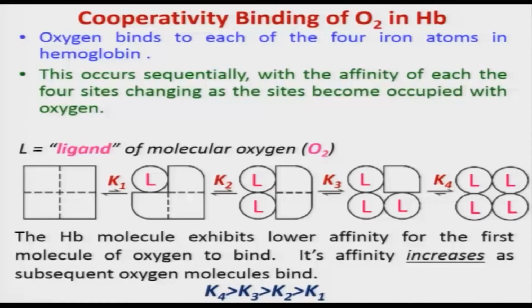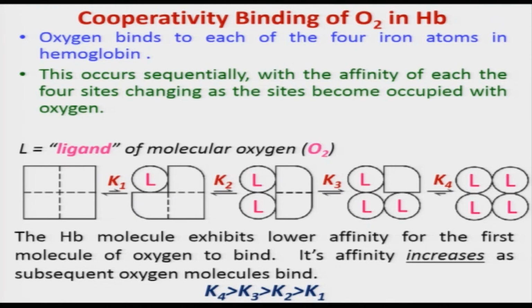Let us think of L as a ligand, molecular oxygen. So, this is the tetrameric unit, deoxyhemoglobin. Now, one oxygen comes and occupies one heme center and the binding constant is K1. The next dioxygen comes and binds the second heme center. The third oxygen comes and binds the third heme center, and the fourth oxygen comes and binds the fourth center. So, all these 4 units are now saturated with dioxygen.